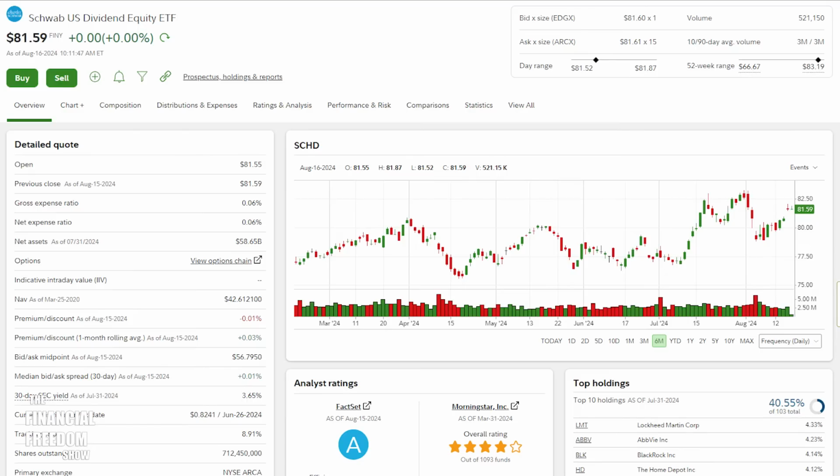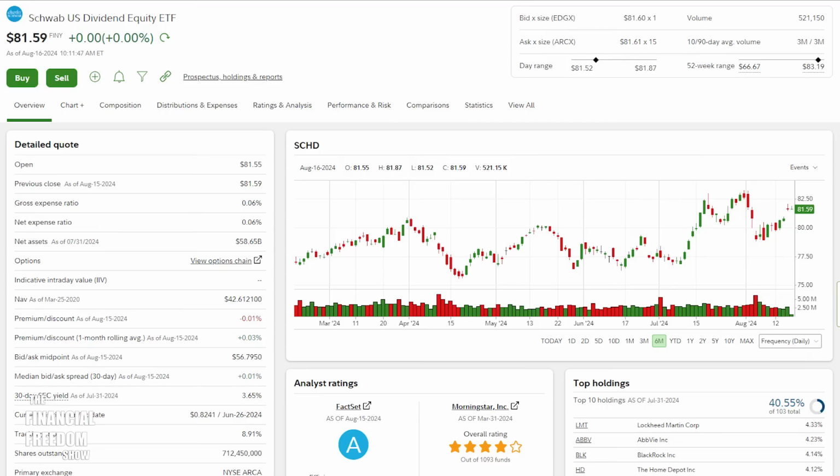Another risk to consider is sector concentration. While SCHD is diversified across 100 different companies, it does have a significant allocation to certain sectors like the information technology and financial sectors. If these sectors were to underperform, it could impact the ETF's performance.